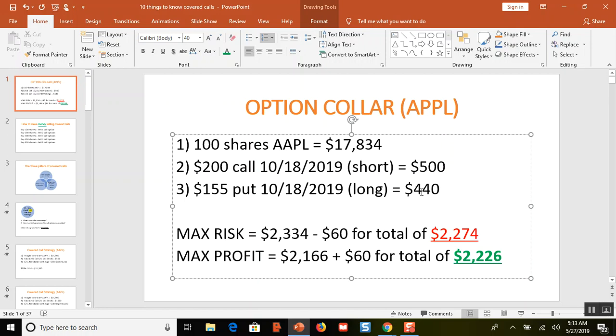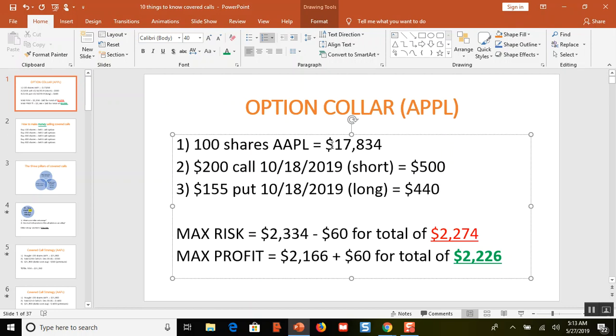But that's a whole different story. This is just a basic setup where you buy 100 shares or 200 shares, whatever. In this case, 100 shares, and then you sell to open one call option, and you get money for that. And then you take that money and buy the put option, and you want to make sure the put option is less money than what you got for the covered call.